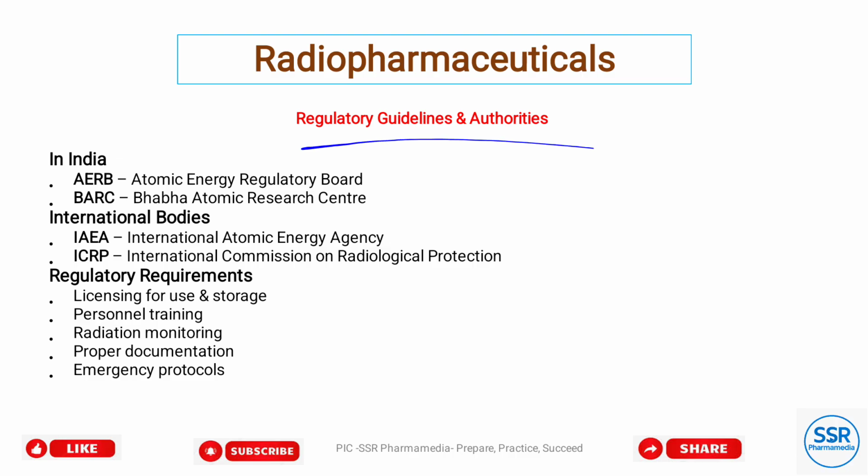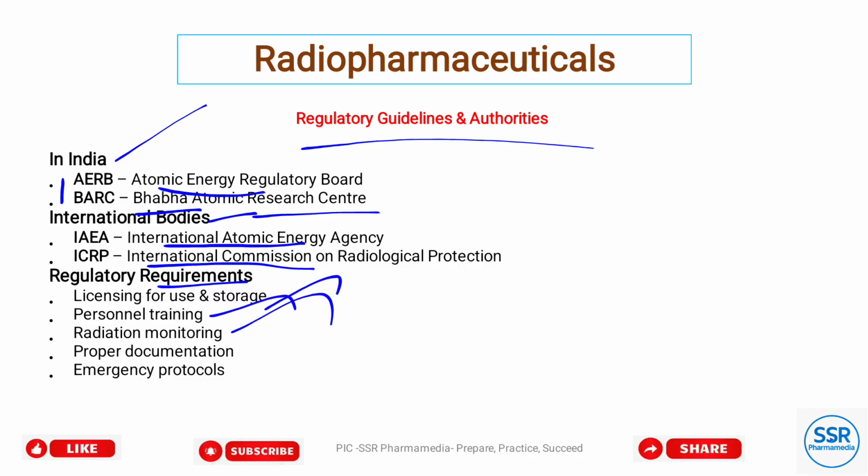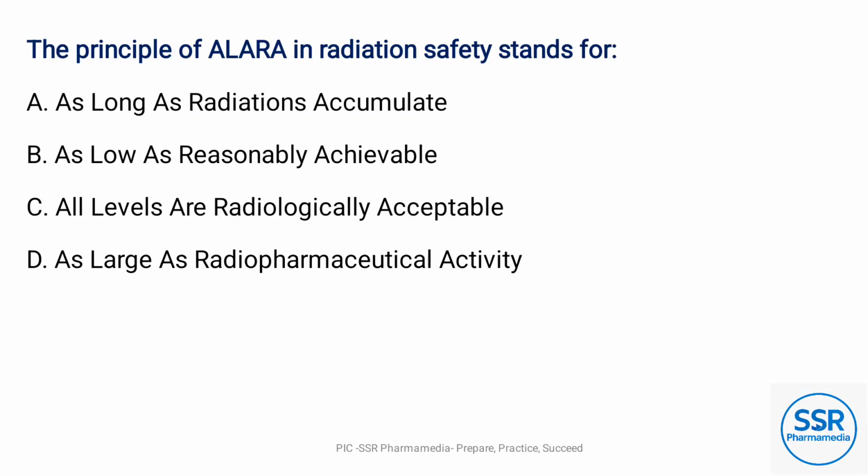So regulatory guidelines. Authorities in India: Atomic Energy Regulatory Board and Bhabha Atomic Research Centre. These are the abbreviations. International bodies are the International Atomic Energy Agency and the International Commission on Radiological Protection. Regulatory requirements are licensing for use and storage, personnel training, radiation monitoring, proper documentation, and emergency protocols.